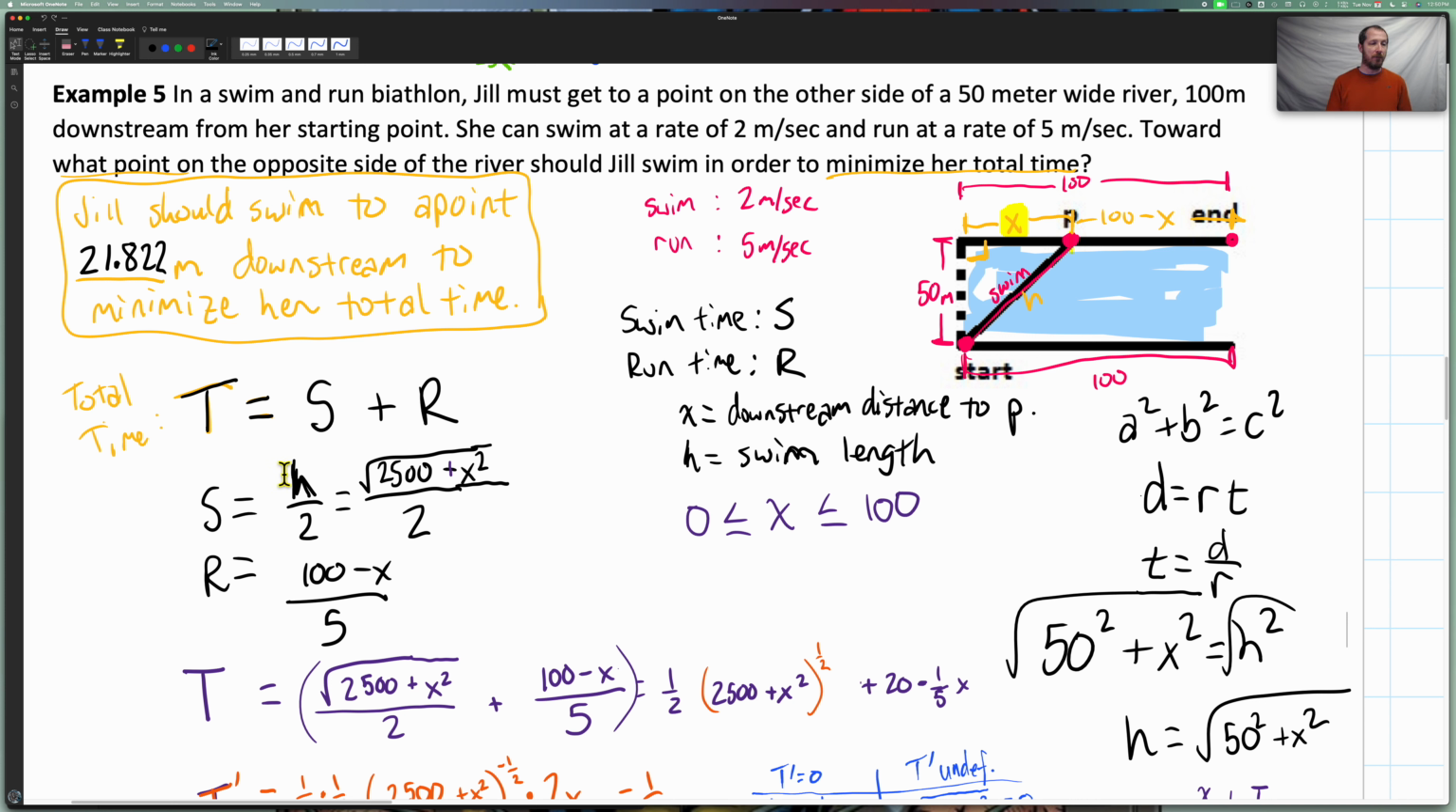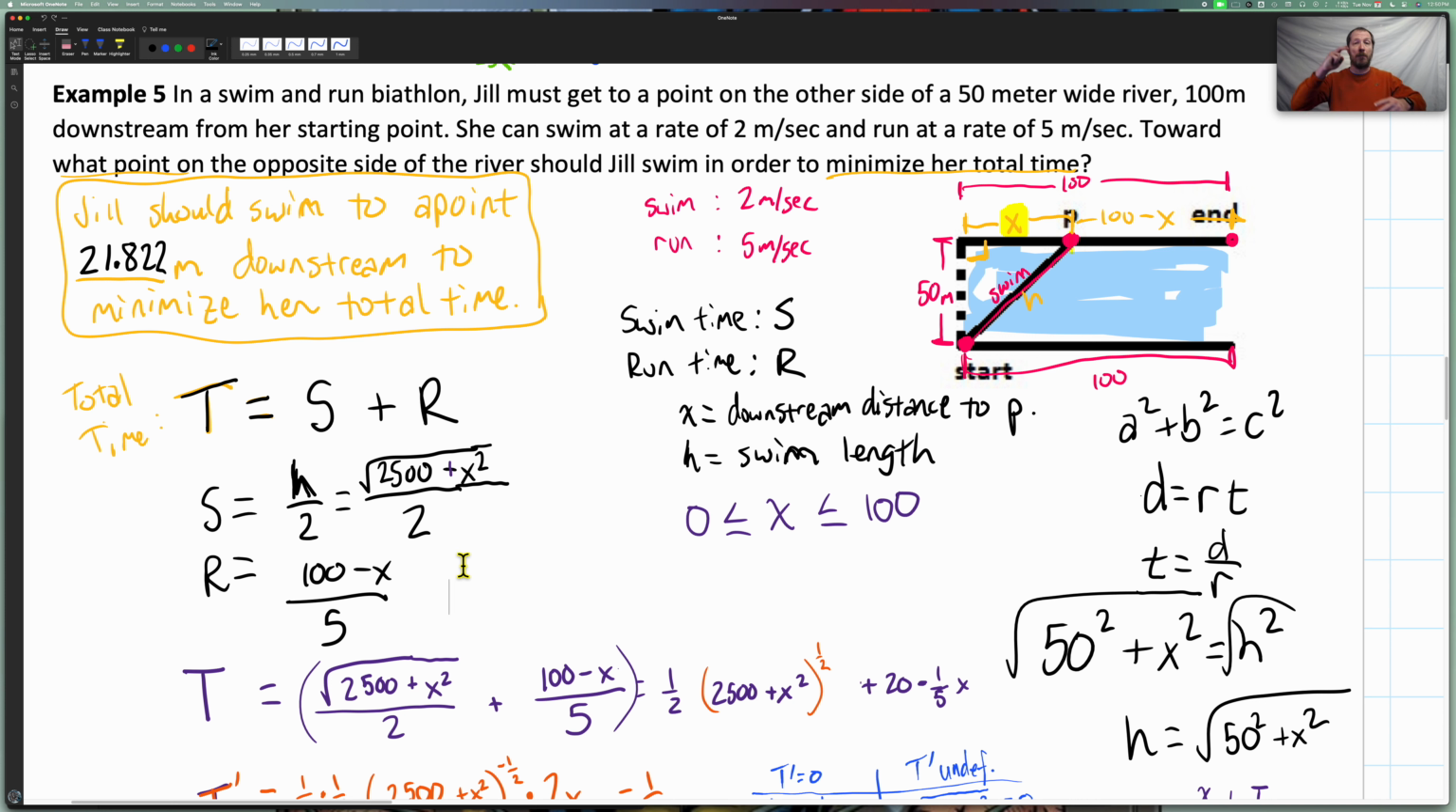All right, I started off by just saying it was h over 2. Again, 2 coming from the swim rate, h is her distance, and then we can plug in that value in terms of x for h. Okay, and then for the runtime, for our capital R, the distance is going to be 100 minus x, and our rate is 5. So our runtime is going to be 100 minus x over 5.